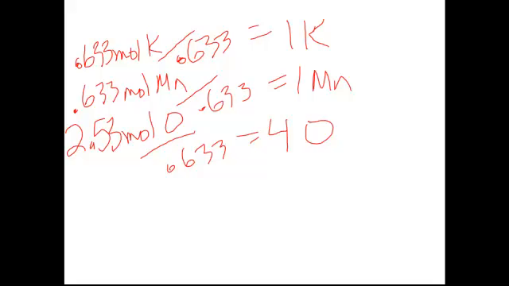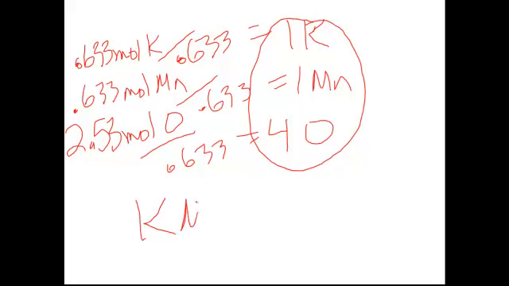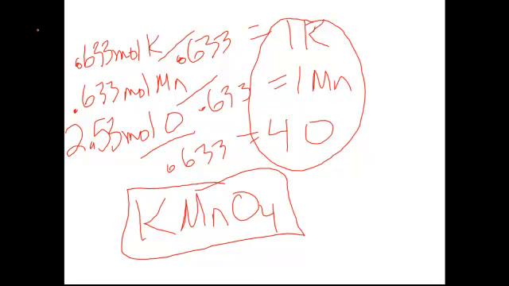Now in this case, all of my numbers are already whole numbers, and so I don't have to do anything more special than that, because there's no need to multiply to get to whole numbers because they're already whole numbers. So my empirical formula just is KMnO4. Now in this case, that actually is the empirical and the molecular formula.